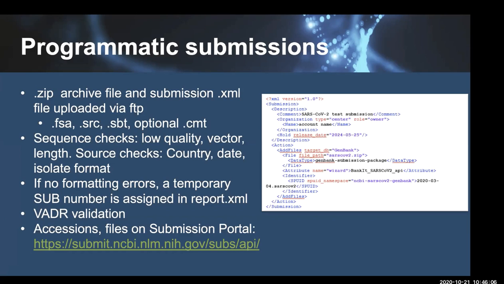Again, there's some basic sequence checks that are done as soon as we receive the files: the low quality vector, sequence length, the format. If all of that is fine and all the files are there, essentially you get a temporary submission number the same way that you do if you use the web-based form. And that will be assigned and available in the report.xml. Then we'll go through again, run VADR, run table.asn, and any accessions or files will be posted on the submission portal for these submissions as well.